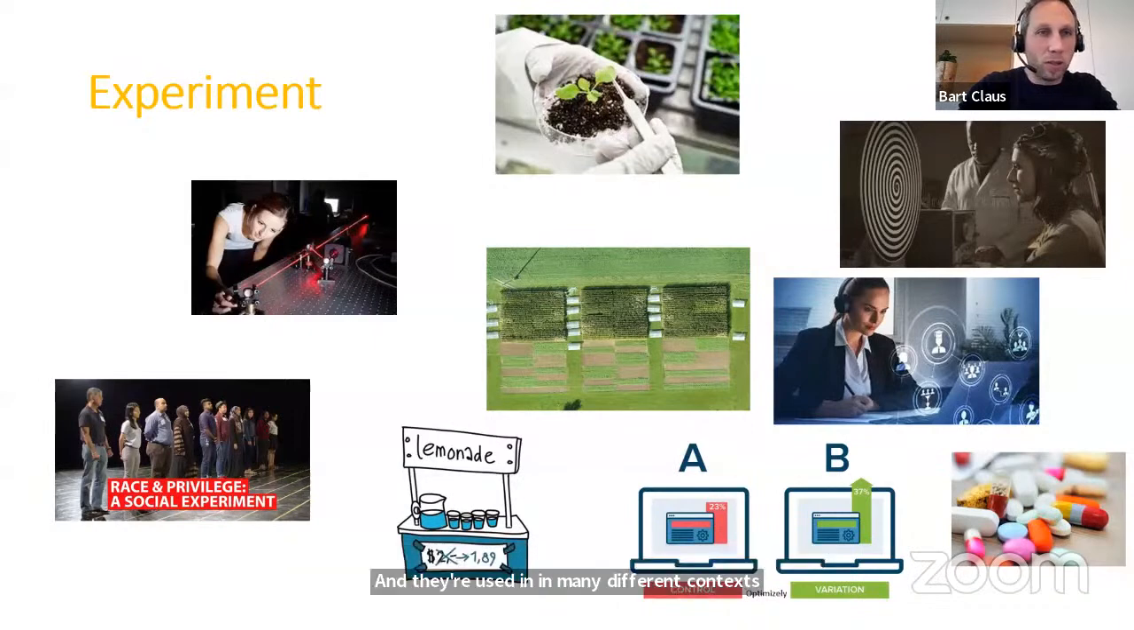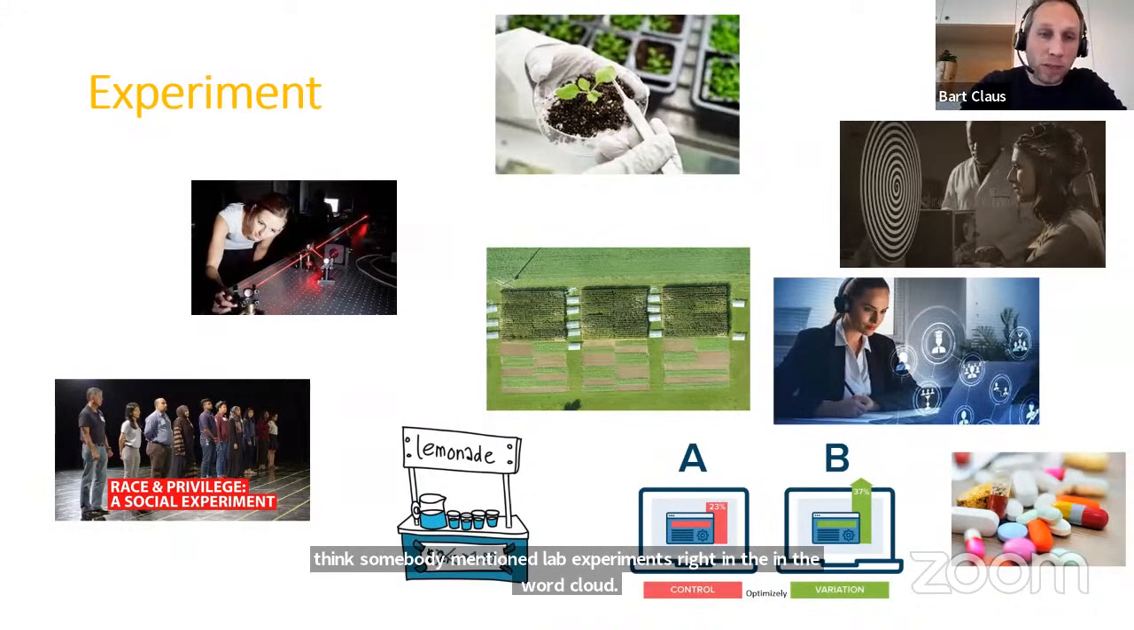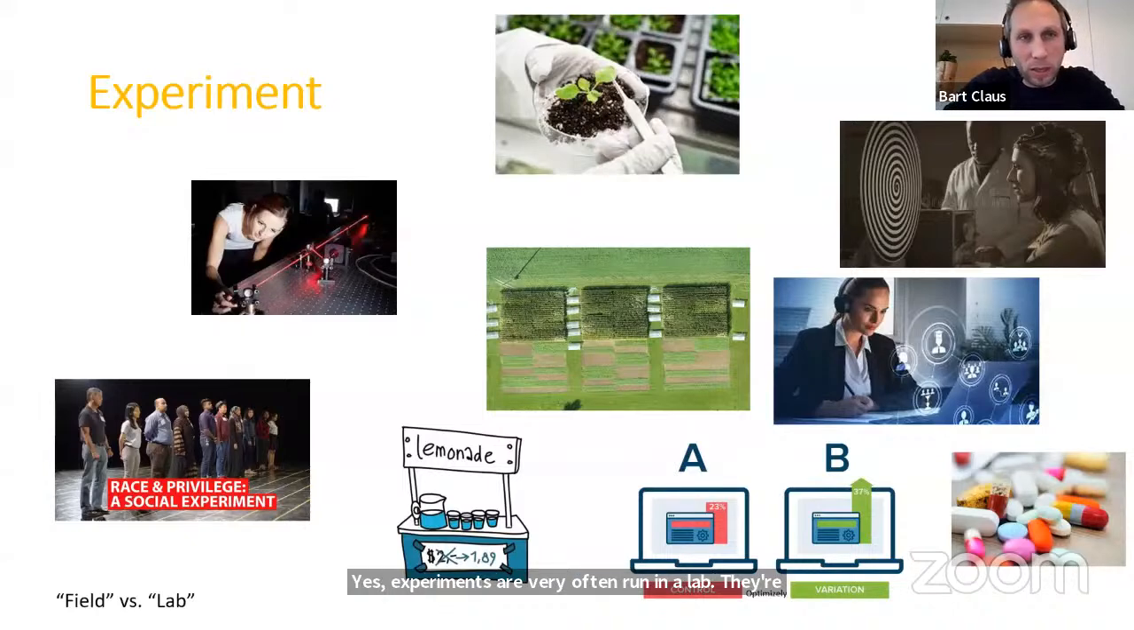What is important to distinguish as well is that experiments, I think somebody mentioned lab experiments in the word cloud. Yes, experiments are very often run in a lab. They're also sometimes run in the field, as we say. So that means that they are run in a realistic context, right? For example, if we talk about these experiments about price, we can do those in the lab to see how people react. We can also go to stores and actually change prices and see how this affects sales, right? That would be the difference between a lab experiment and a field experiment.